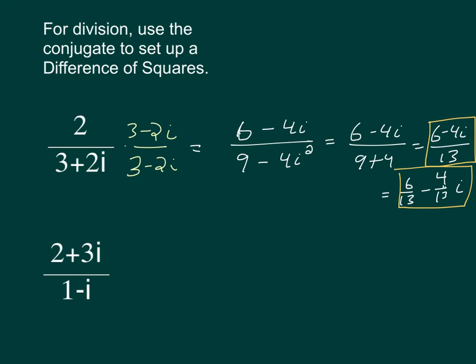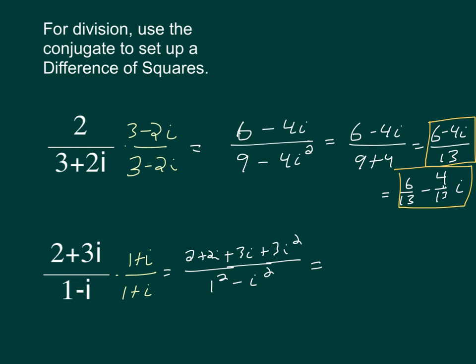Same type of thing with the second example, except I'm starting with a subtraction. So my conjugate's going to be an addition, the 1 plus i. And I multiply that up. In my numerator, I'm going to have to FOIL. So when I multiply my numerator, I get 2 times 1 is 2. Outside is plus 2i, then plus 3i, a little tough to read there, plus 3i squared. And my denominator is going to be 1 squared minus i squared.